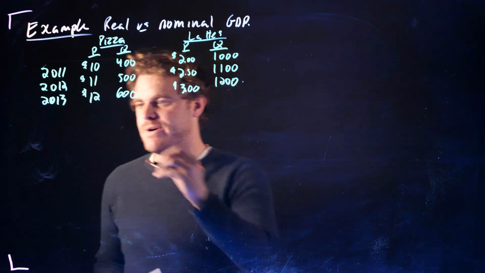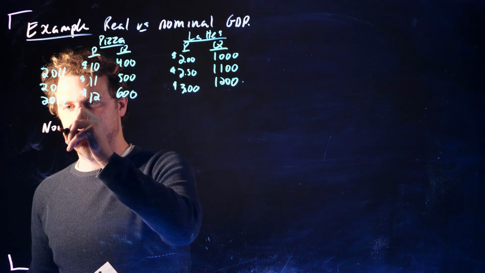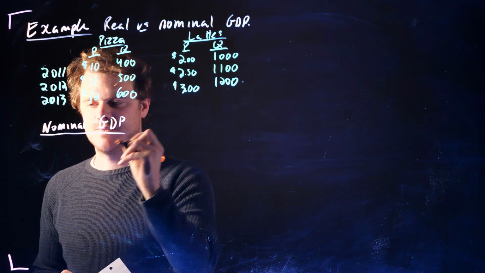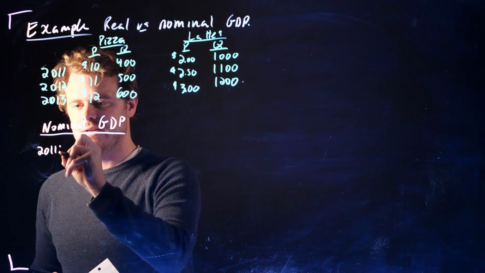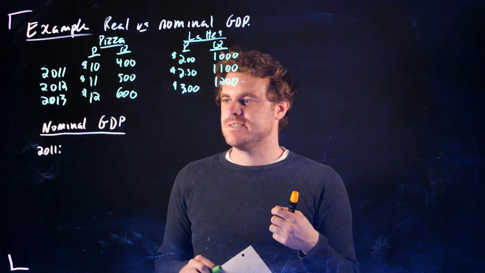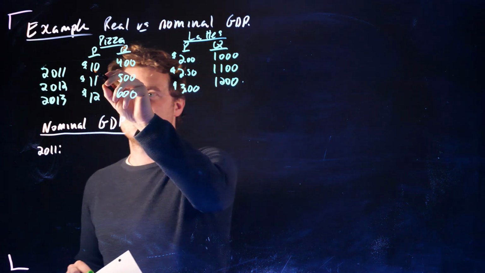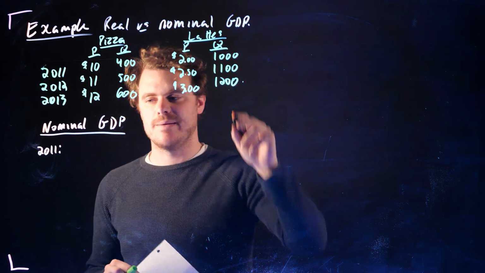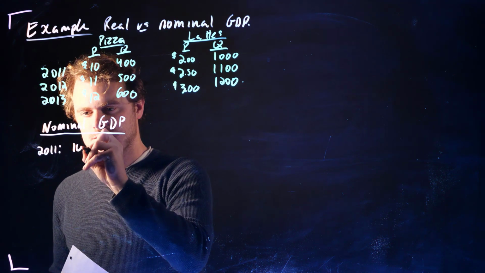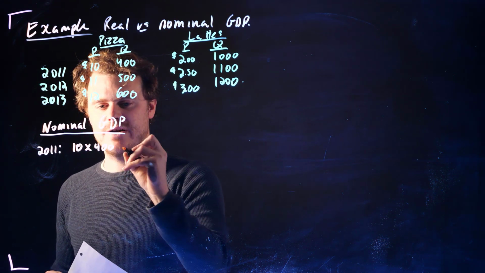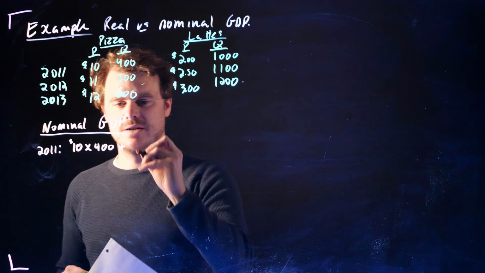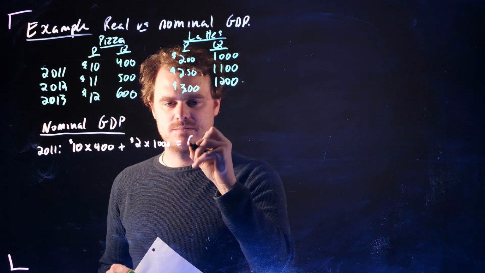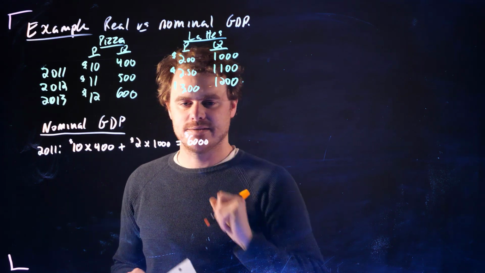So let's first think about how we calculate nominal GDP for this really simple economy. For 2011, it's just current prices times current quantities. So $10 times 400 plus $2 times 1,000. 10 times 400 is 4,000, plus $2 times 1,000. Put that into our calculator or phone, and we get 6,000.